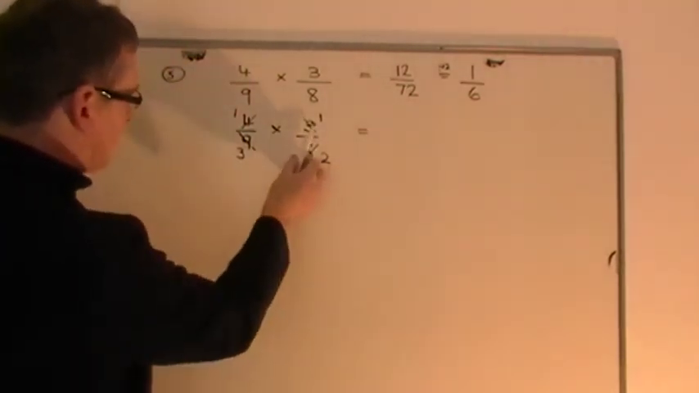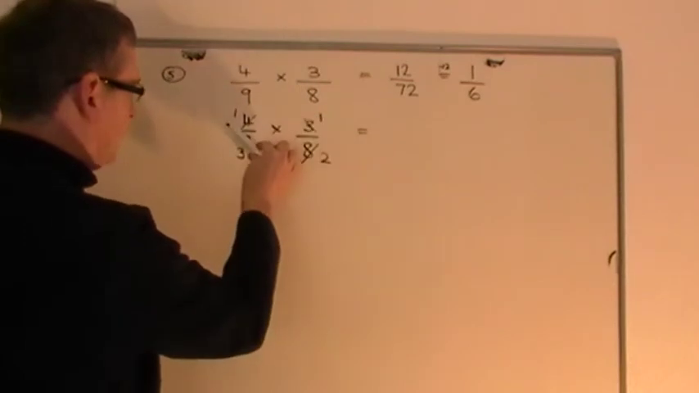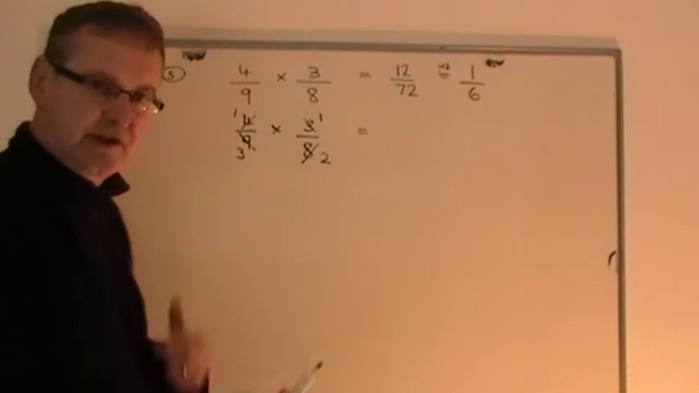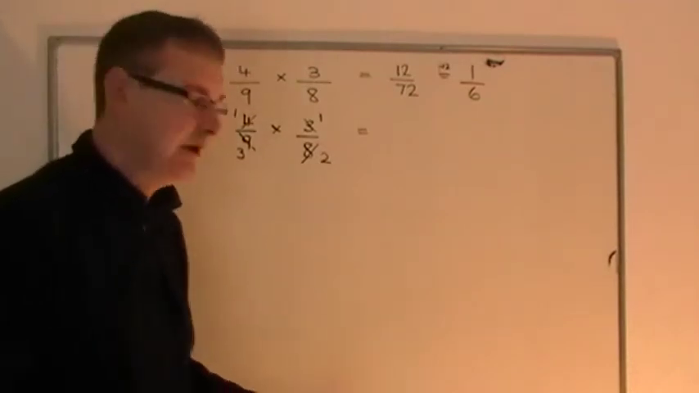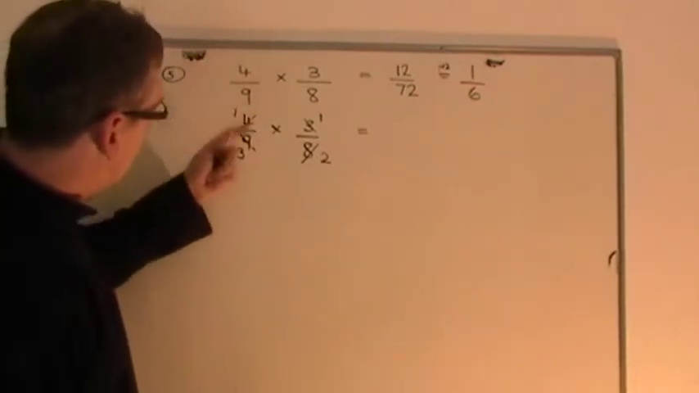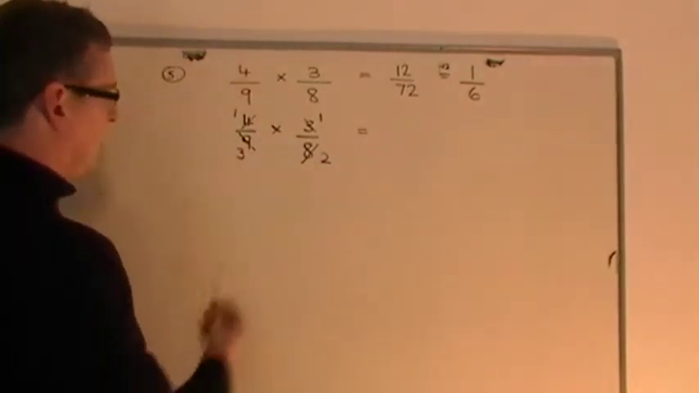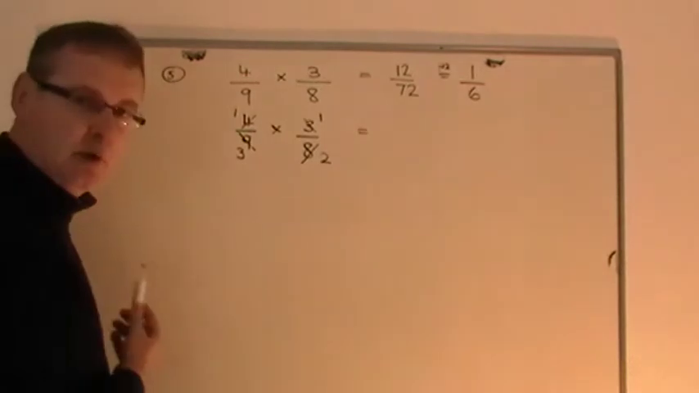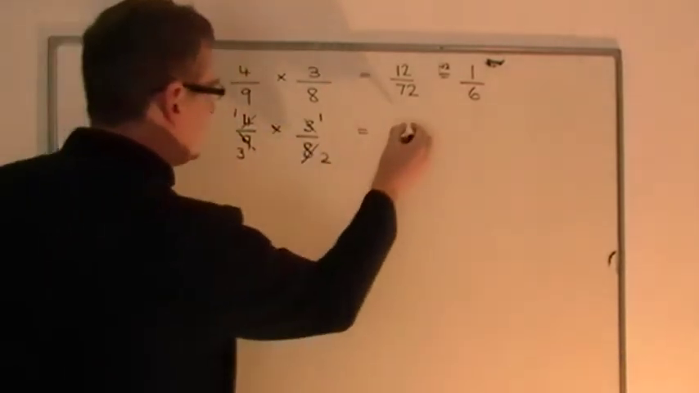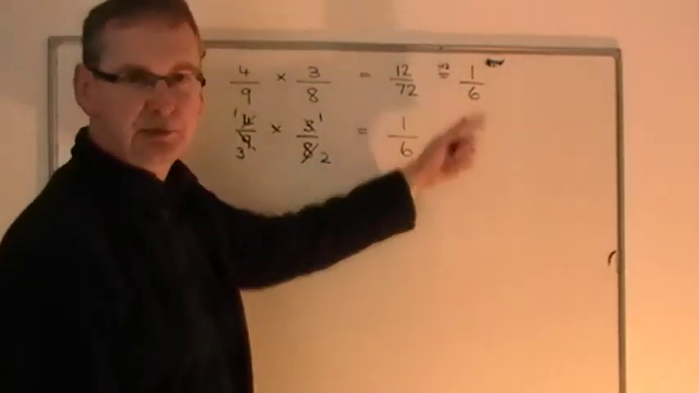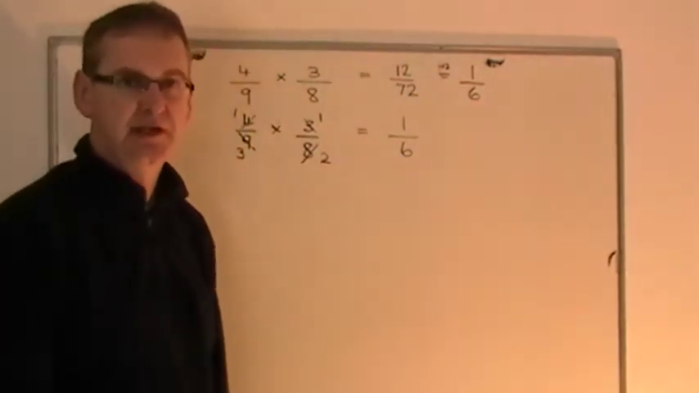The first 2 I cancelled, the 3 and the 9, I cancelled with lines going that way, and the 4 and the 8 I've cancelled with lines going that way. It just makes it a bit easier to follow what's going on. So shared the 4 by 4, 1, shared the 8 by 4 goes twice. And so now what I've got to do is just simply tidy up by multiplying out what's left. 1 times 1 is 1, 3 times 2 is 6. And surprise, surprise, you get the same answer, 1/6.